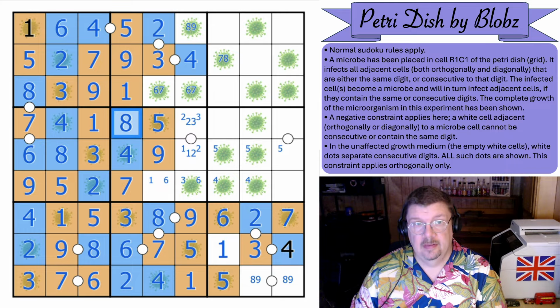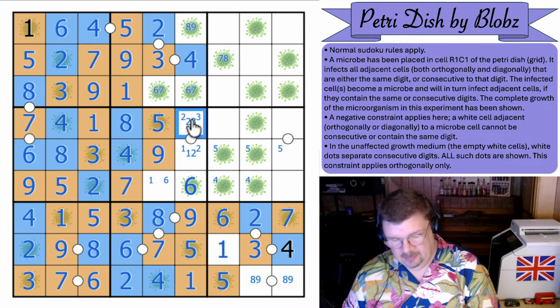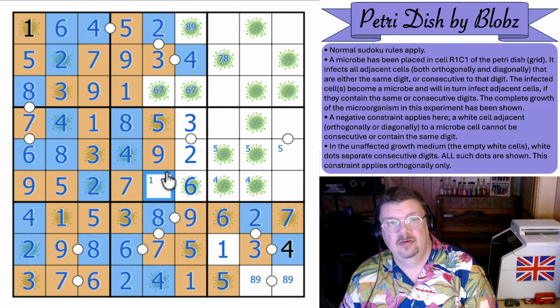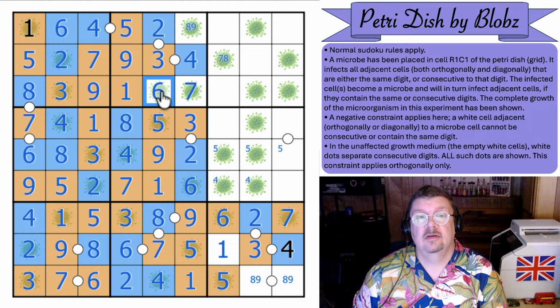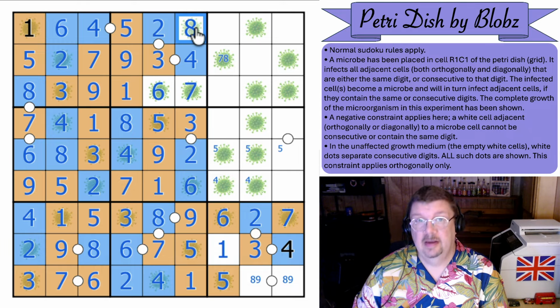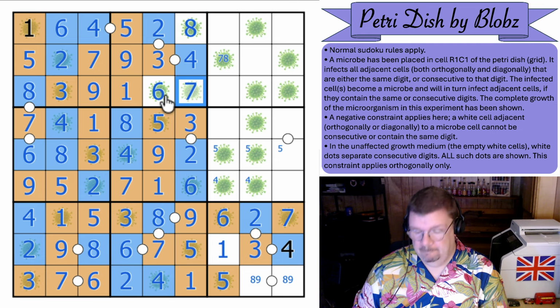Oh, let's try and get that the right color. That can't be a 6, or there'd be a white dot here. That makes that a 6, which makes that a 3, that a 2, and that a 1. That 6 makes that 7 and that 6. And that's an 8. Okay, that was good progress.